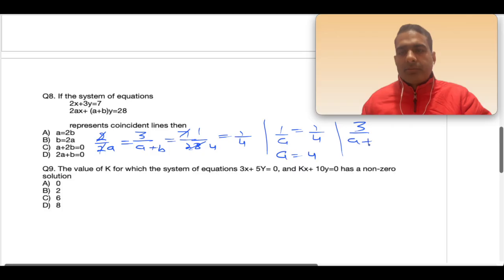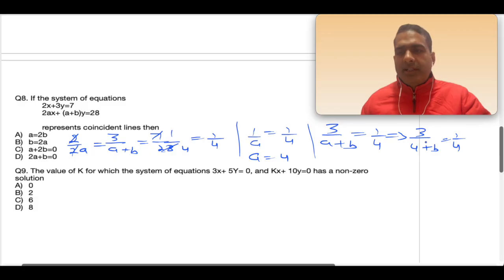Now a should be equal to 4 and 3 by (a plus b). If I take the second and third ratio, 3 by (a plus b) should be equal to 1 by 4, and we know that a is 4. So from here we can infer that 4 plus b should be 4 times of 3. So 4 times 3 is 12. It means 4 plus b should be equal to 12. So b should be 8. So we got a is equal to 4 and b is equal to 8. It means b is twice of a. So b is equal to 2a.